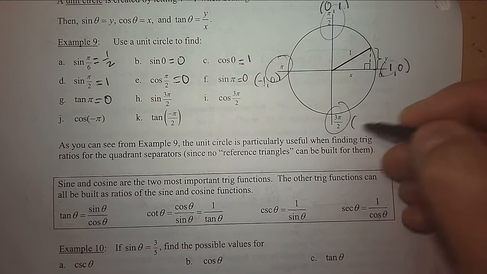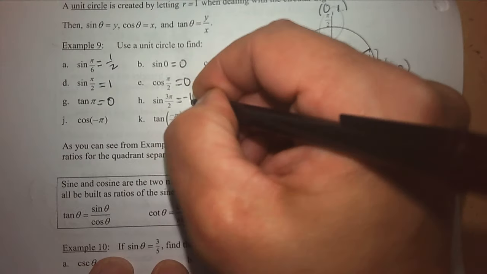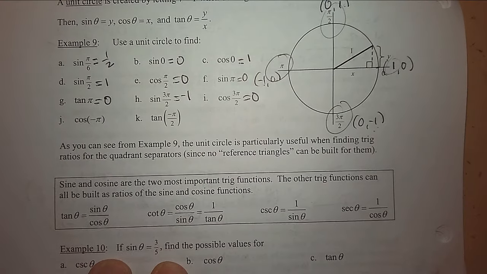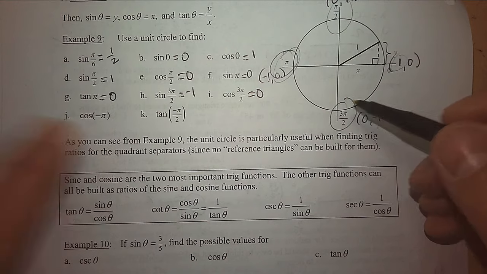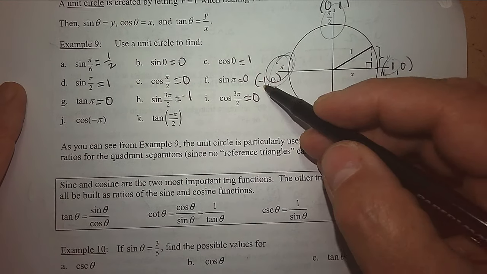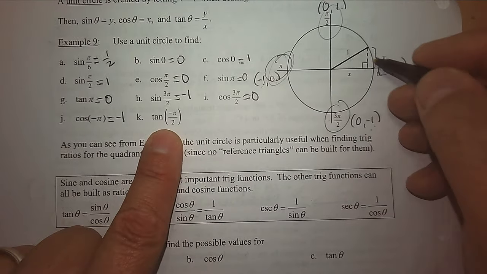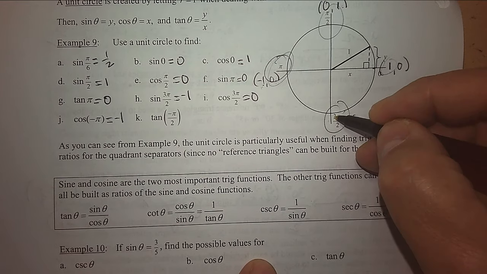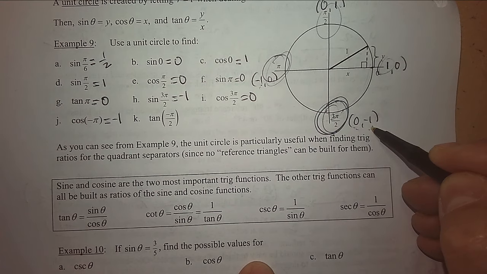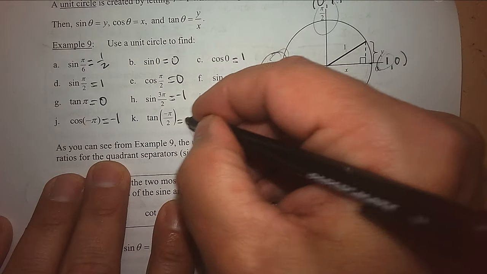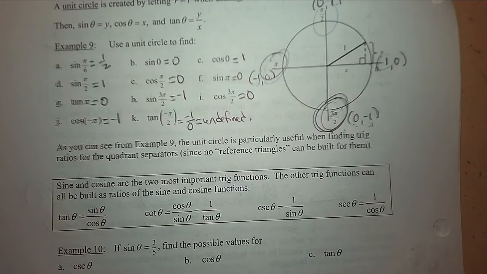How about down here? What's the point? 0 and negative 1. What's the y-coordinate there? What's the x-coordinate there? Negative pi. So go clockwise. Where do we end up? Well, negative pi and positive pi are the same point. So what's the x value there? Tangent of negative pi over 2. We're going clockwise, 90 degrees clockwise. Where do we end up? At the bottom. What's the point there at the bottom? And y over x. Negative 1 over 0 means it's undefined. Whenever you divide by 0.